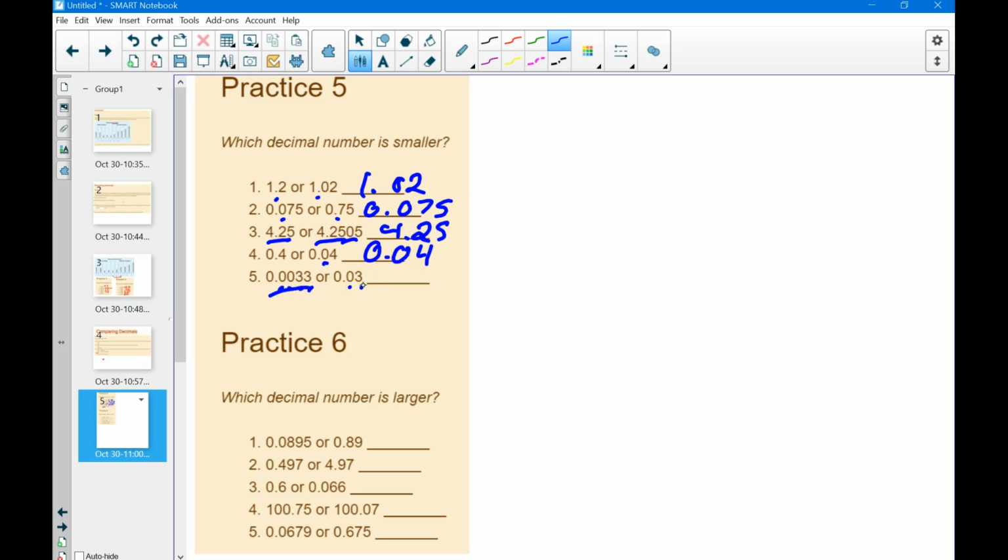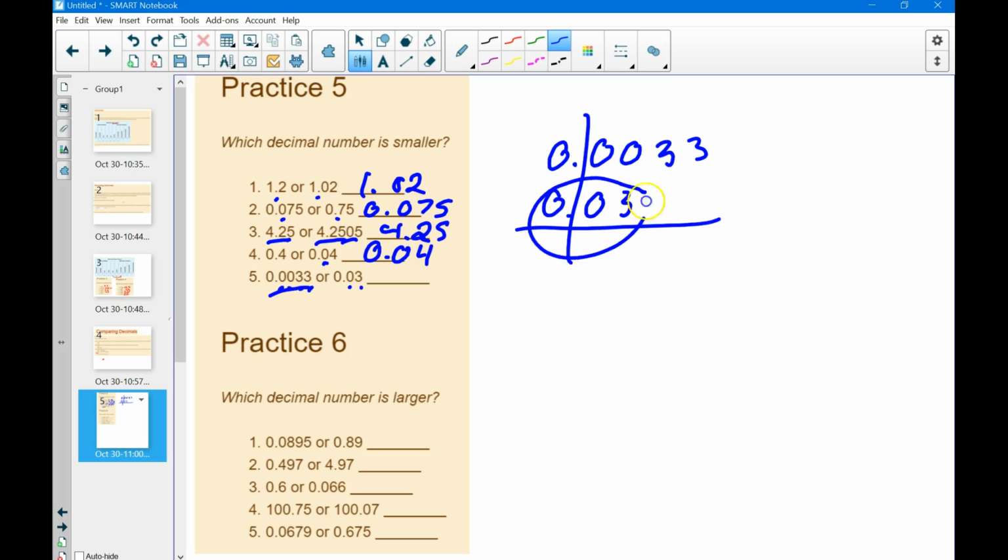If you were to line them up the same way, it will look like this, 0.0033 or 0.03. And you see, this one here will be larger because the number up here is 0. So 0.0033 is the smaller number. Cool.